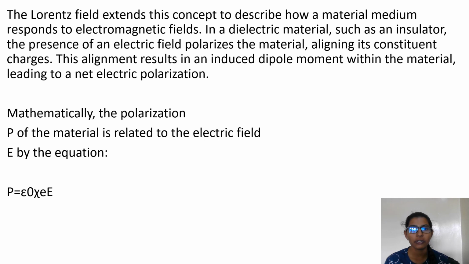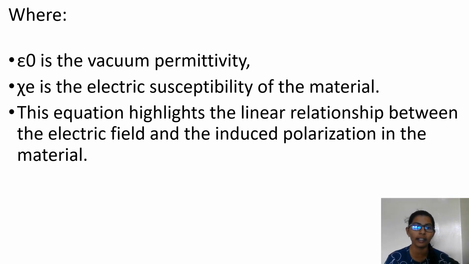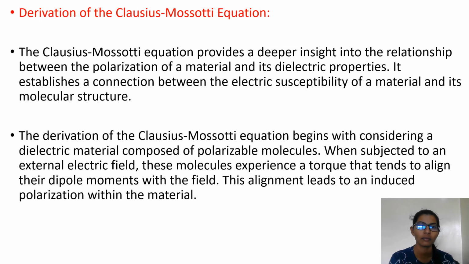Mathematically, the polarization P of the material is related to the electric field E by the equation P is equal to epsilon naught chi e into E, where epsilon naught is the vacuum permittivity and chi e is the electric susceptibility of the material. This equation highlights the relation between the electric field and the induced polarization.